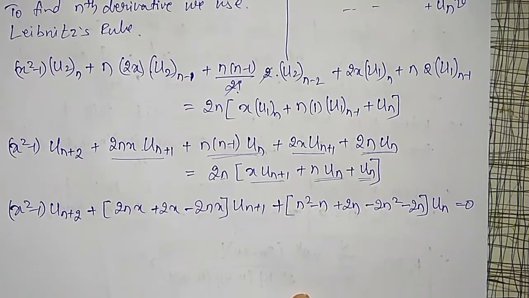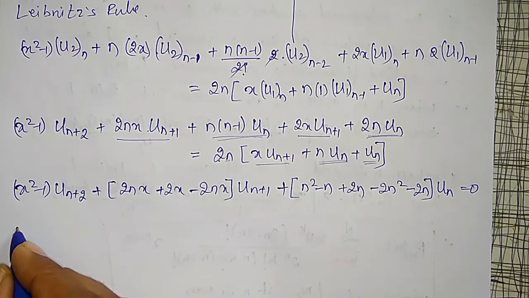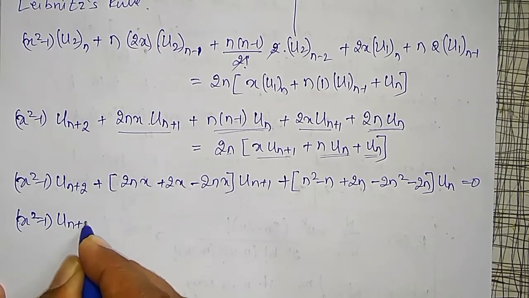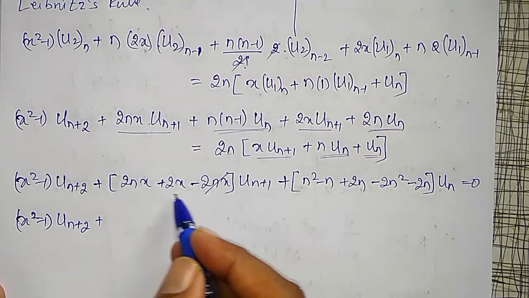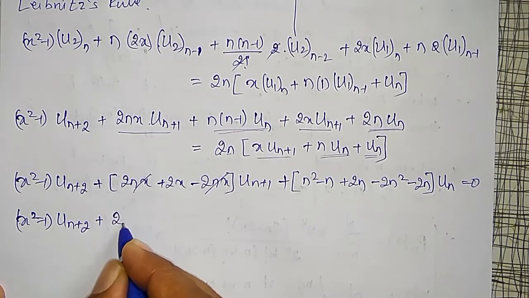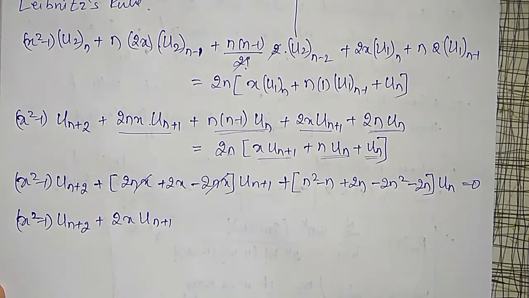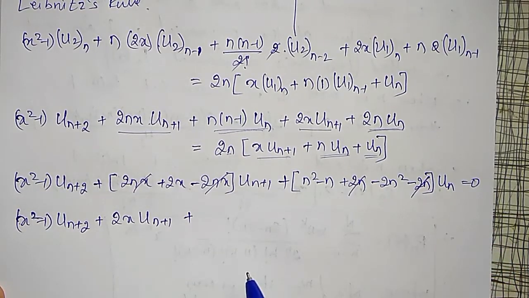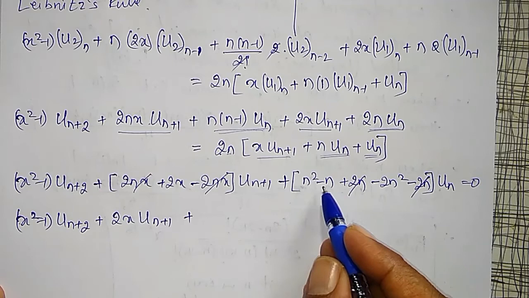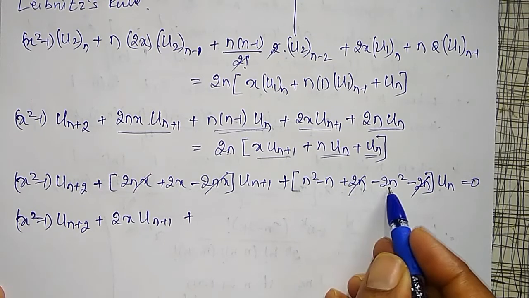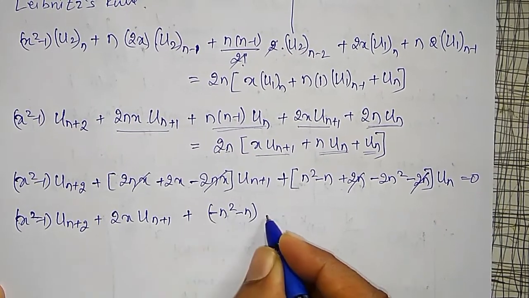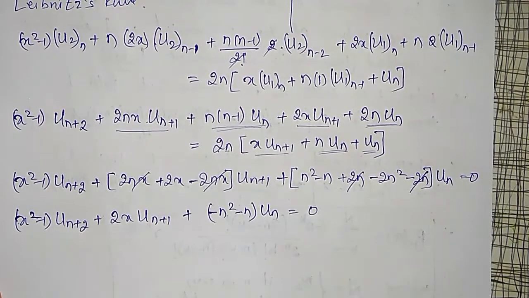One more step, let me simplify this one, that is x square minus 1 into un plus 2 plus, here minus 2nx cancels, plus 2x into un plus 1, plus this term is nothing but minus 2n plus 2n cancels, and here n square minus n plus minus n square minus n into un equal to 0.